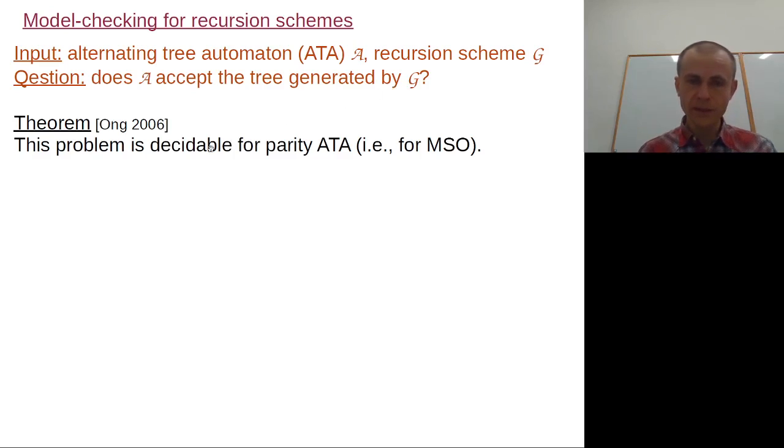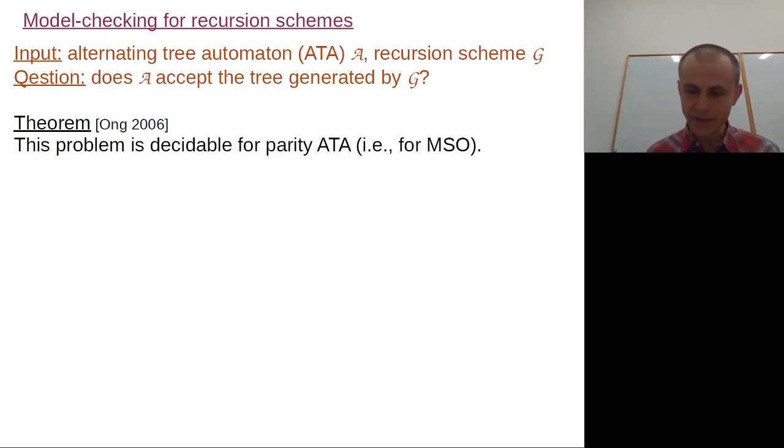This problem is decidable. It was shown by Luke Ong. It's decidable. For example, the automata can be chosen in many ways. Let's say that we consider alternating automata with parity acceptance condition.